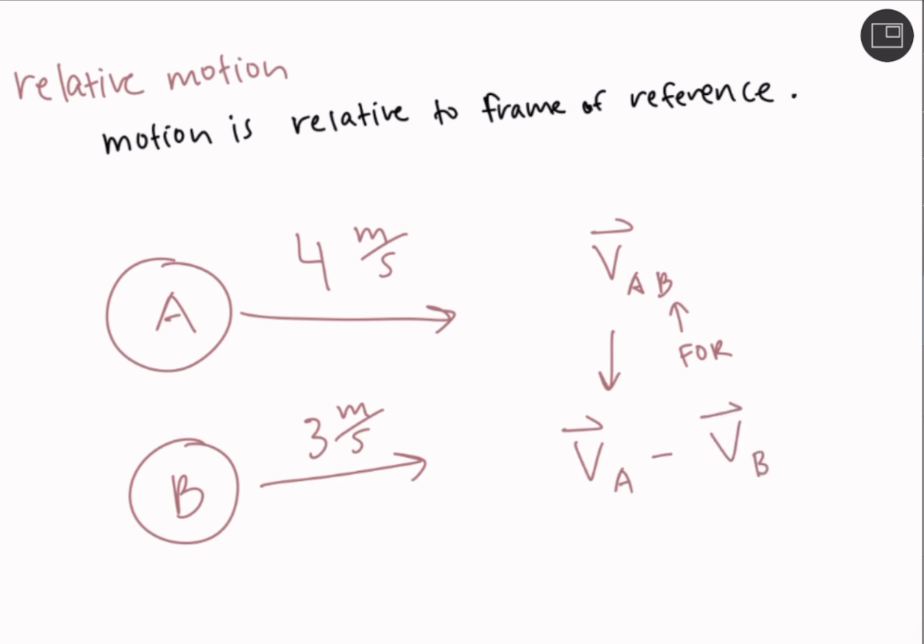And since the balls are moving in the same direction, this is just simple math where you would do 4 meters per second minus 3 meters per second. And this would result in ball A traveling at 1 meter per second given the frame of reference of ball B. You can also imagine yourself as ball B, seeing ball A traveling at 1 meter per second if you view yourself, ball B, as stationary.